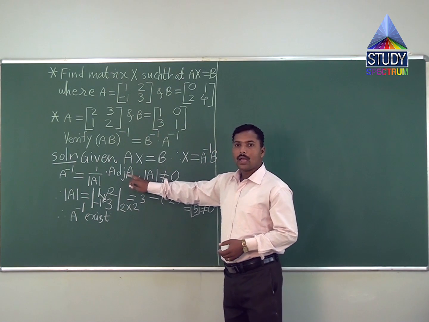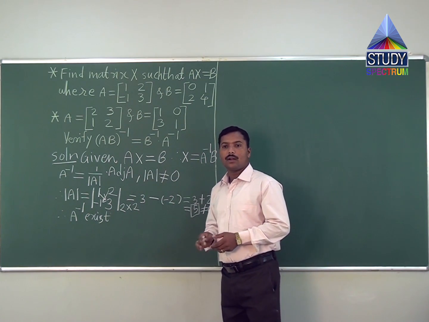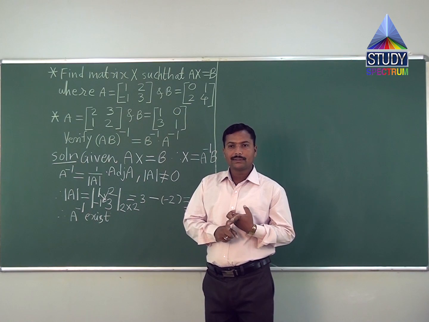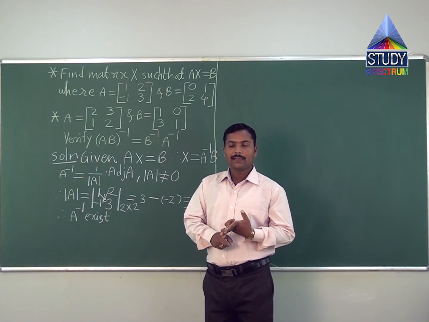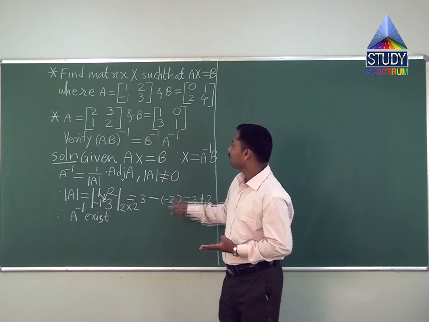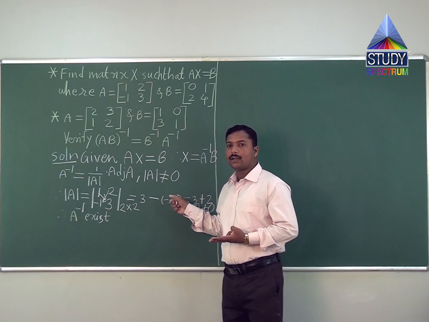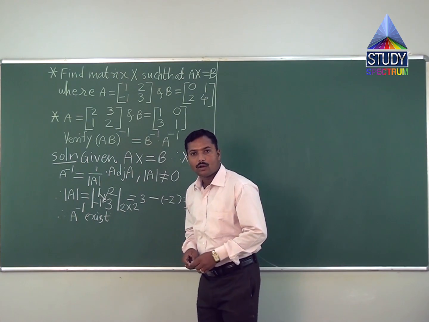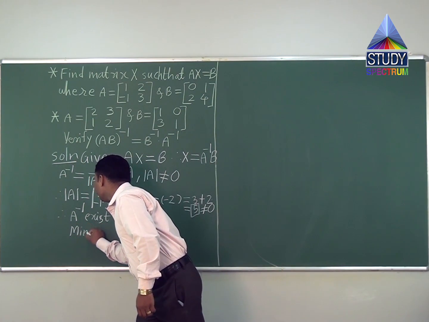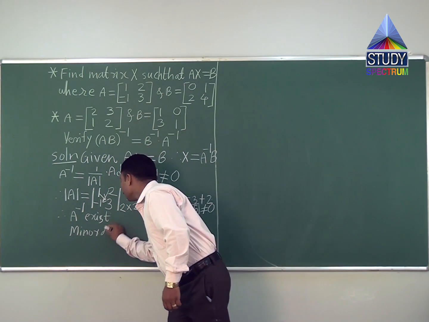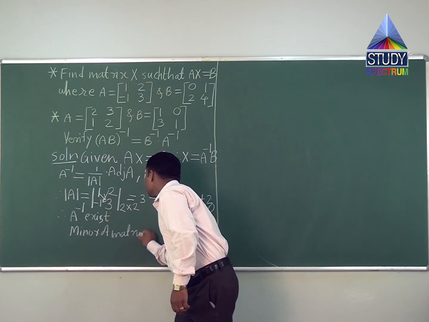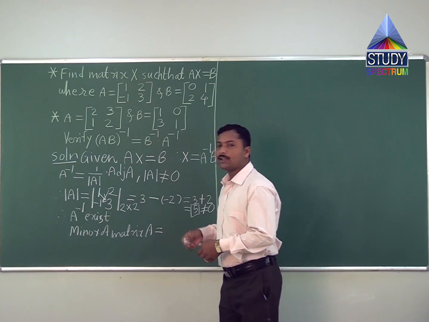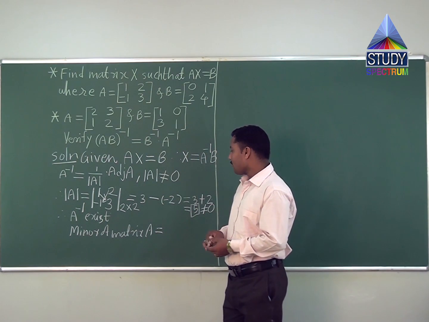After that we find the adjoint of A. Three steps are required for finding adjoint of A. First step, finding the minor of the matrix. Second, finding the cofactors of the matrix. And last, the transpose of the cofactor matrix means adjoint of A. So first we find the minor matrix. Minor of matrix A means minors of the numbers of the given matrix A.